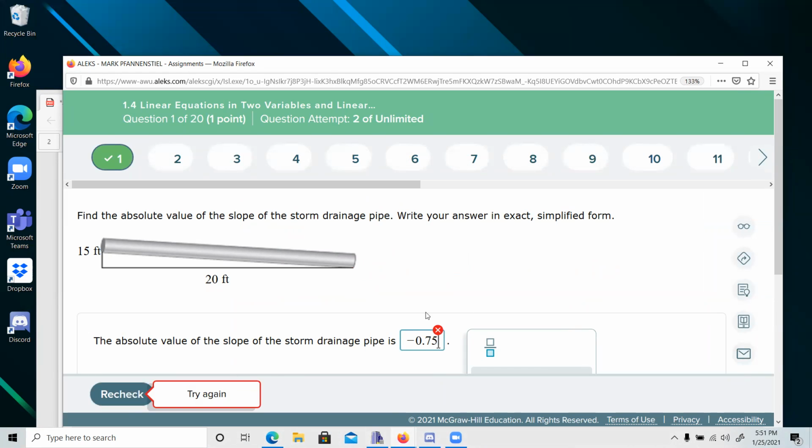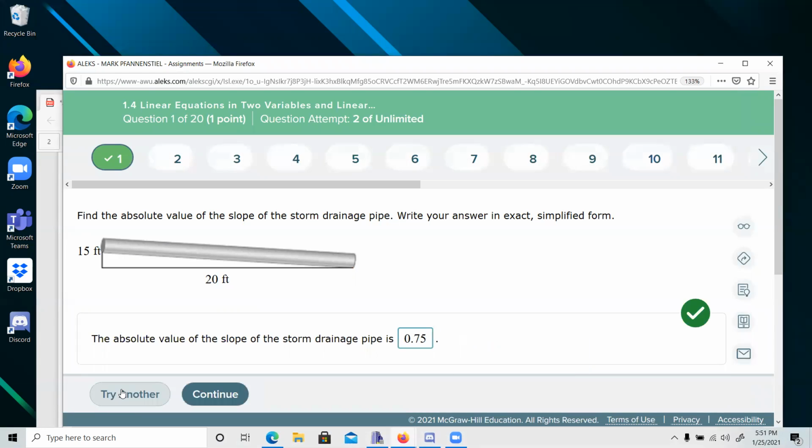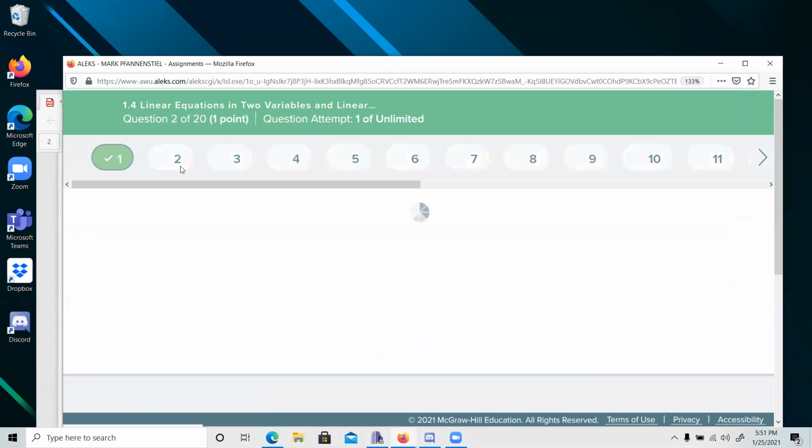Oh, they did not like it. They really want the fraction. Oh, it's also absolute value. That's why they didn't like it. Let's see if they'll take that. Oh, okay, to take the fraction, to take the decimal. All right, very good. So you can plug it in your calculator and you'll be just fine.